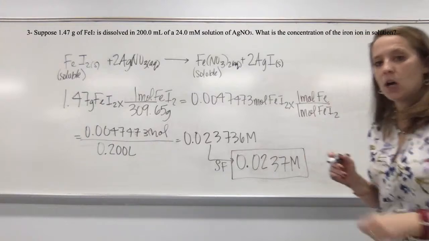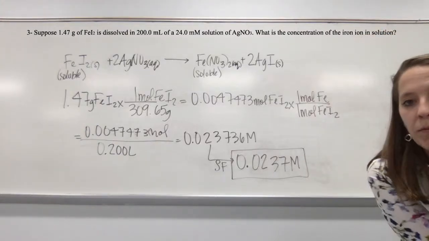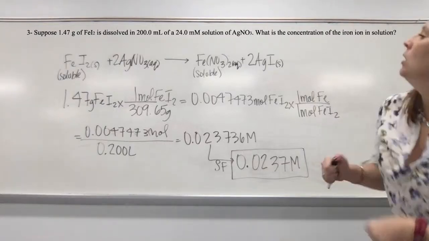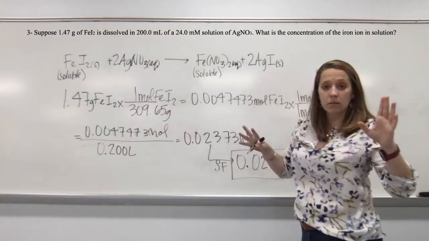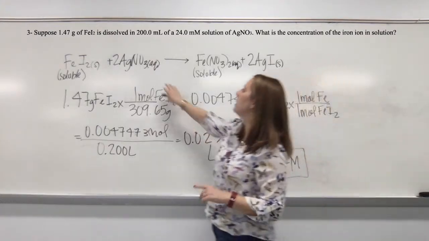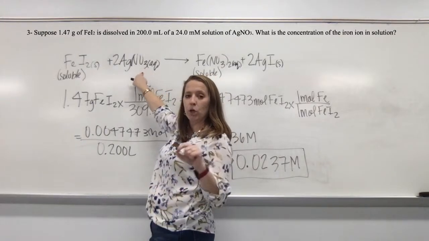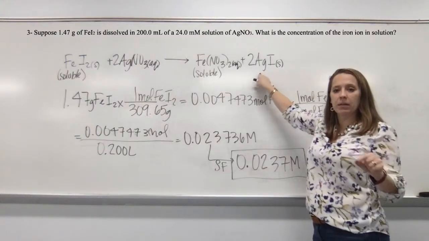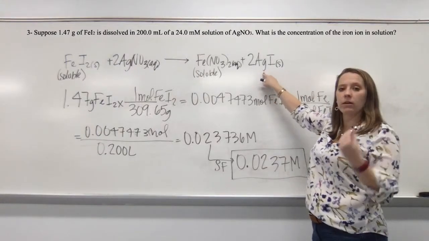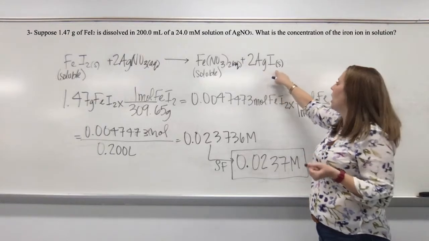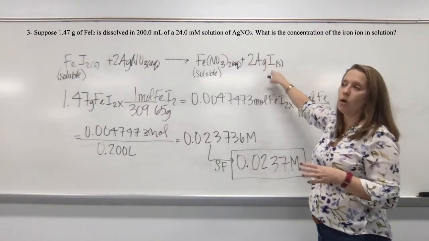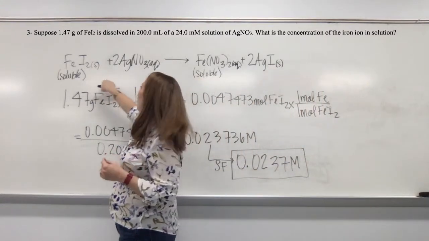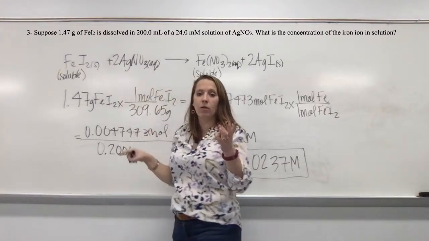The other thing I want to talk about: don't forget that this is a limiting reactant problem and a solubility problem. If the silver nitrate was the limiting reactant and we were talking about silver, the concentration would be 0 because all of it goes into the precipitate. If silver iodide is the precipitate but the iron iodide is the limiting reactant, you'll have to figure out how much is used and calculate the excess.